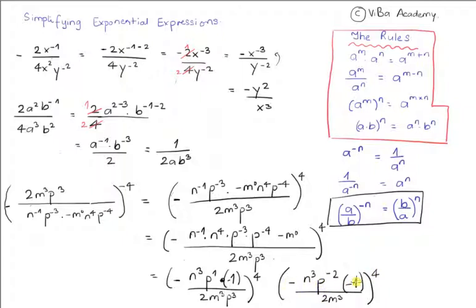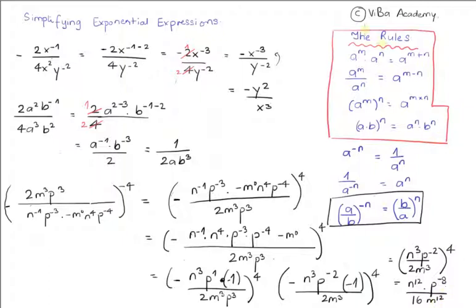Now inside the bracket I can simply multiply the negative 1 with this negative. It's all multiplications, it doesn't matter what order I do it. If I multiply the negative 1 with another negative, that's going to be positive 1. So I can basically just treat it as n cubed p raised to minus 2 over 2m cubed, all of this raised to 4, which just basically means each and every individual component raised to 4. So this is going to be n cubed raised to 4, which is n raised to 12, p raised to negative 2 raised to 4, which is negative 8, 2 raised to 4, which is 16, m cubed raised to 4, which means m raised to 12.